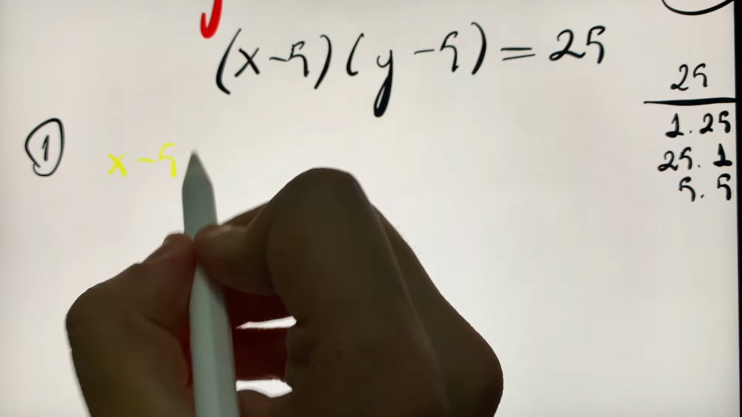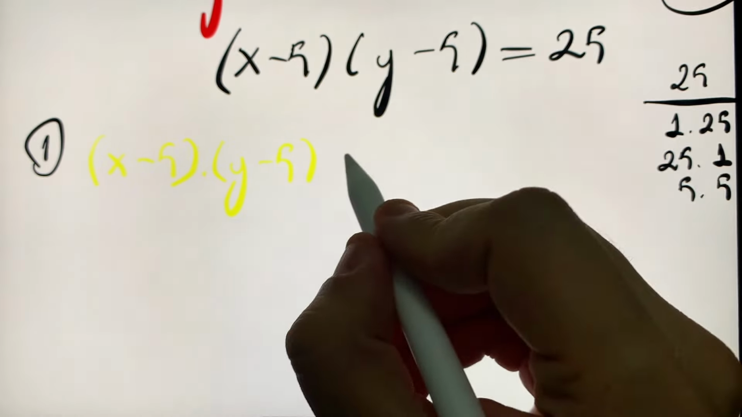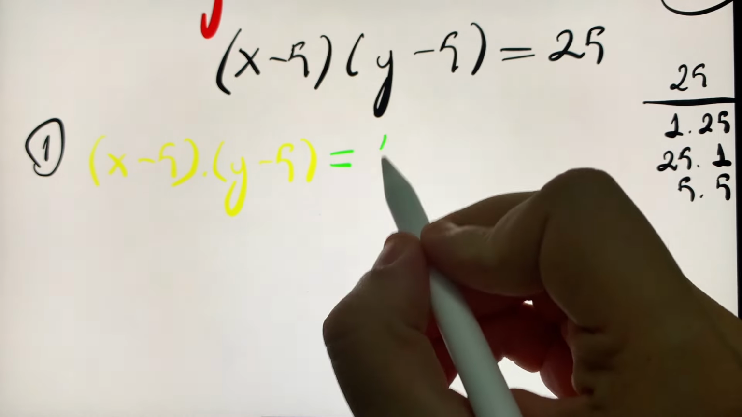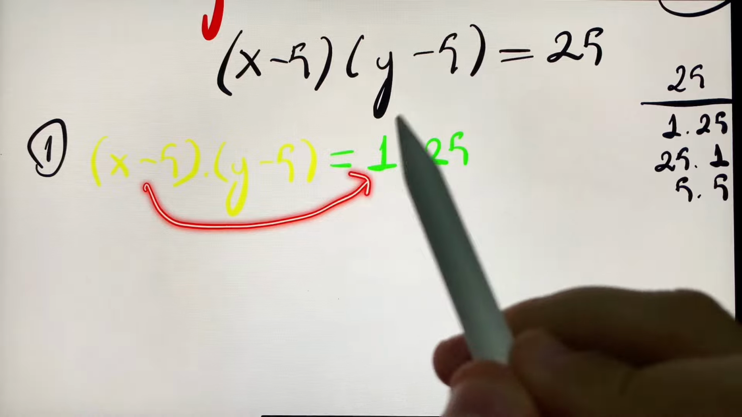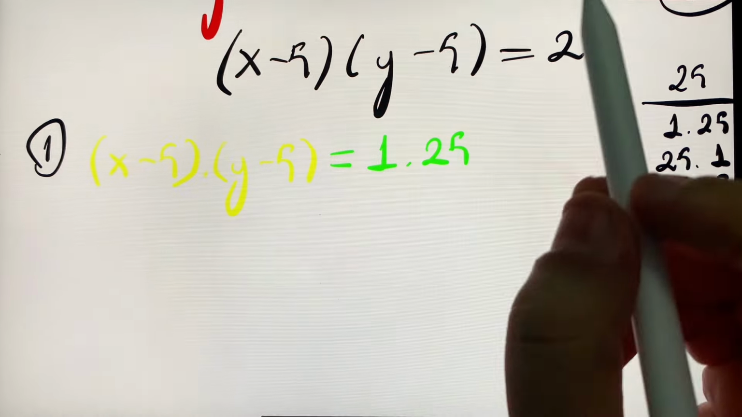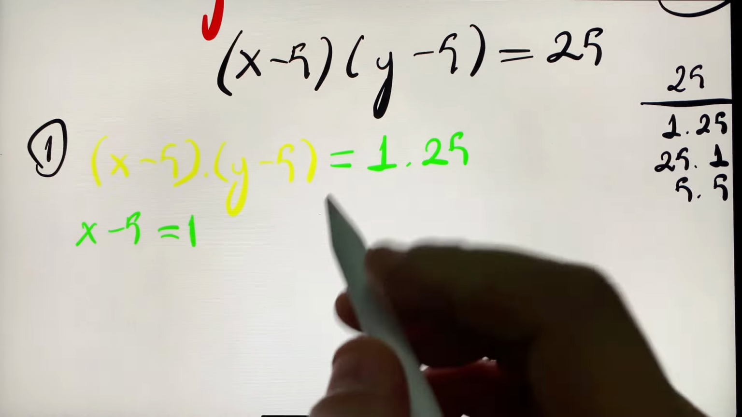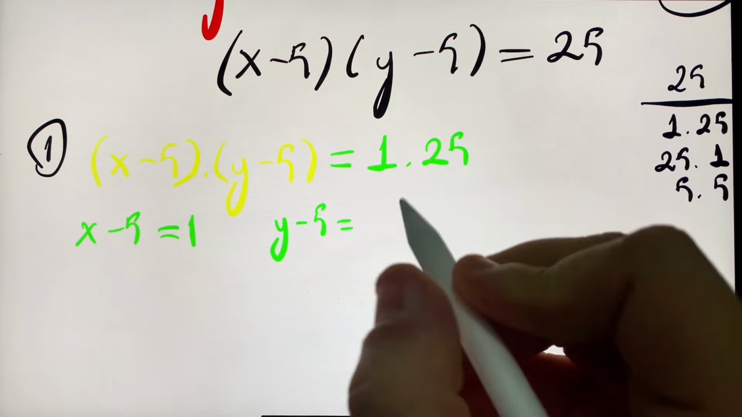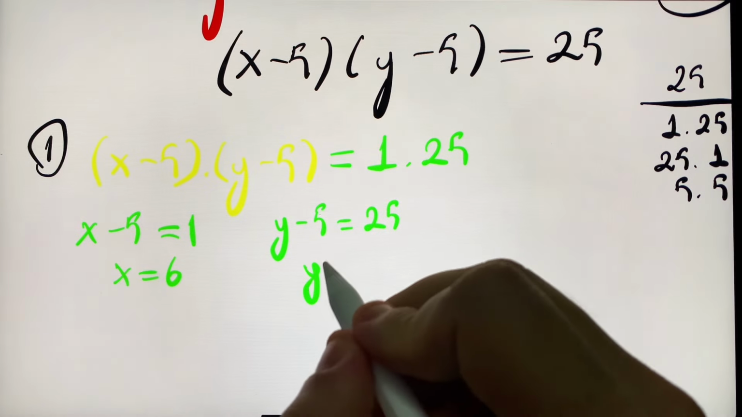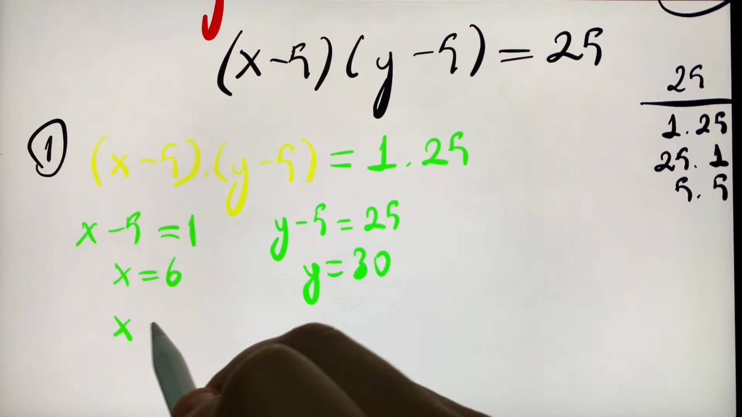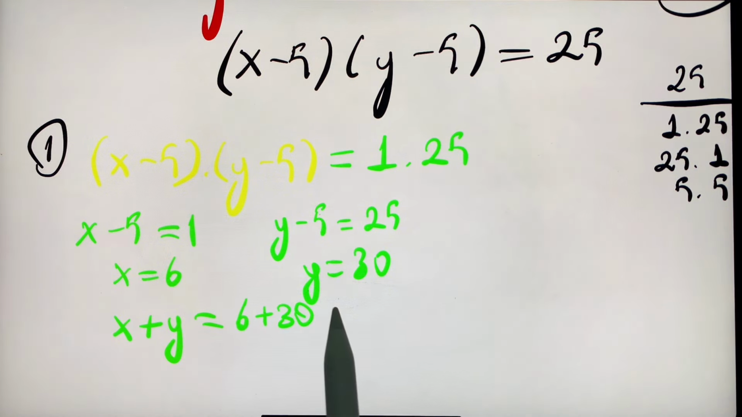X minus 5 times y minus 5, I said equal to 1 times 25. What should this statement be in this case? This statement should be equal to this. Then the expression x minus 5 will be 1, and the expression y minus 5 will also be 25. X comes from here, 6. 30 comes from here. In this case, x plus y is my expression. I got 36 from 6 plus 30.